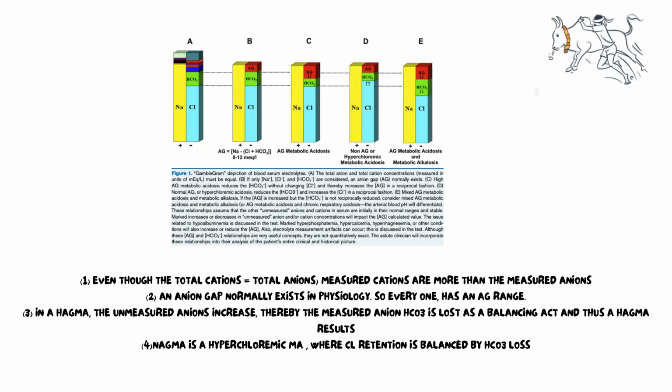Another point that I would like to highlight is that NAGMA is described as a hypochloremic metabolic acidosis in literature, and that is because one measured anion, bicarbonate, is replaced by another measured anion, chloride, and that we could see from our lab results. Thus we call it a hypochloremic metabolic acidosis, because that's something that we could demonstrate.